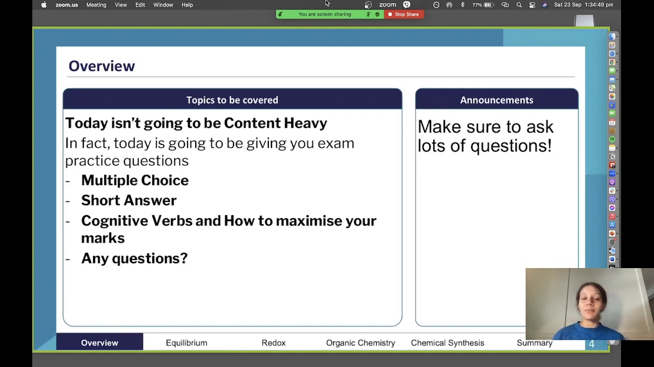You can see at the bottom we have our different topics. We'll be looking at equilibrium, redox, organic chem, and chemical synthesis as our main focus topics for today. If there are other topics or more questions you want to delve into, there are lots of ATAR Notes resources related to pretty much everything you might want to cover in chem. So again, make sure to ask lots of questions.